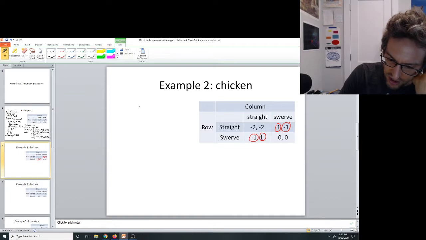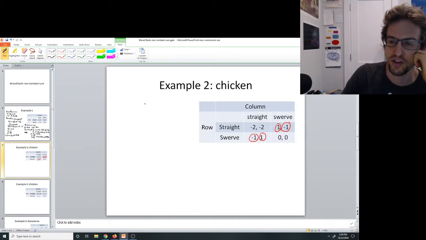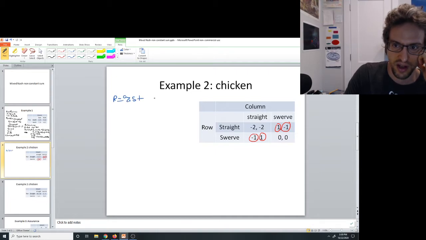So what if we actually wanted to solve for a mixed Nash? Maybe each player wants to go straight some of the time and swerve some of the time. Okay, so let's say that P is percent straight, and 1 minus P is percent swerve.